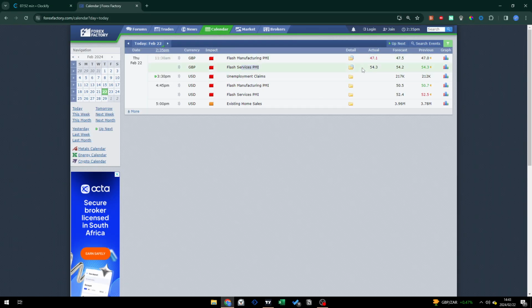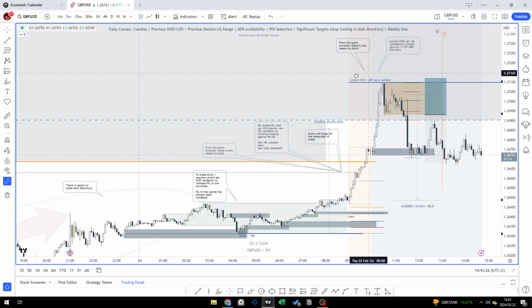You can see services PMI was neutral, so I wasn't too concerned that it's a mixed result. It's more so a negative result, and that supports the premise that this London high of the day will hold. I then identified this range OB because there's multiple candles situated within this one large OB. So I set my entry right here.